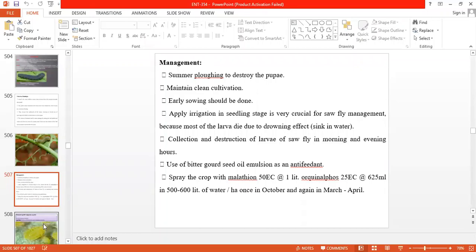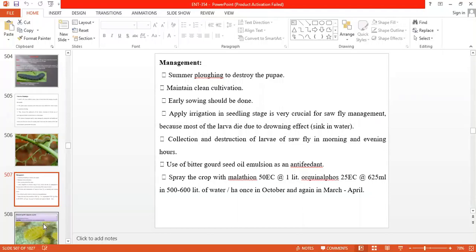Collection and destruction of the larvae of the sawfly in the morning and evening hours, because they hide during the daytime. That's why collect and destroy larvae in the morning and evening hours. Use of bitter gourd seed oil emulsion as an antifeedant. Bitter gourd seed oil emulsion will be effective as an antifeedant.